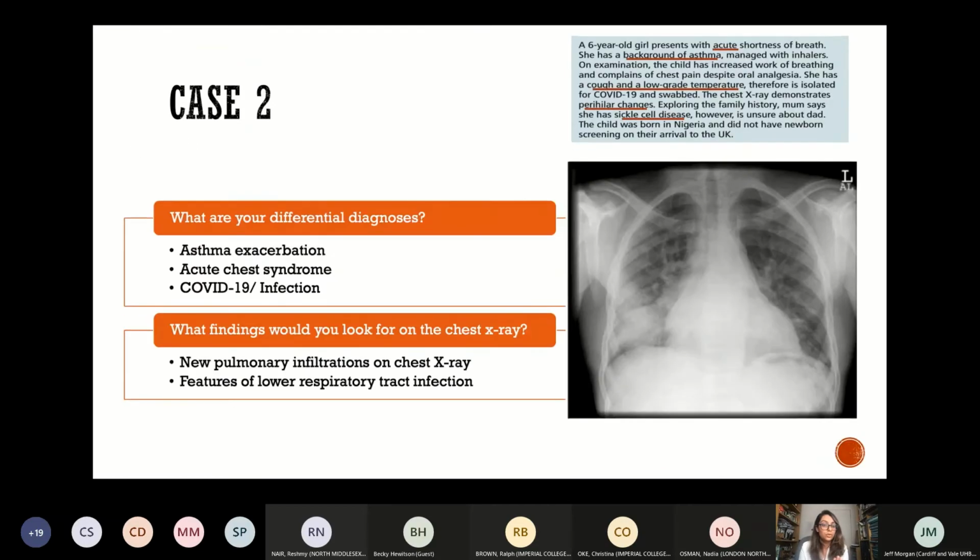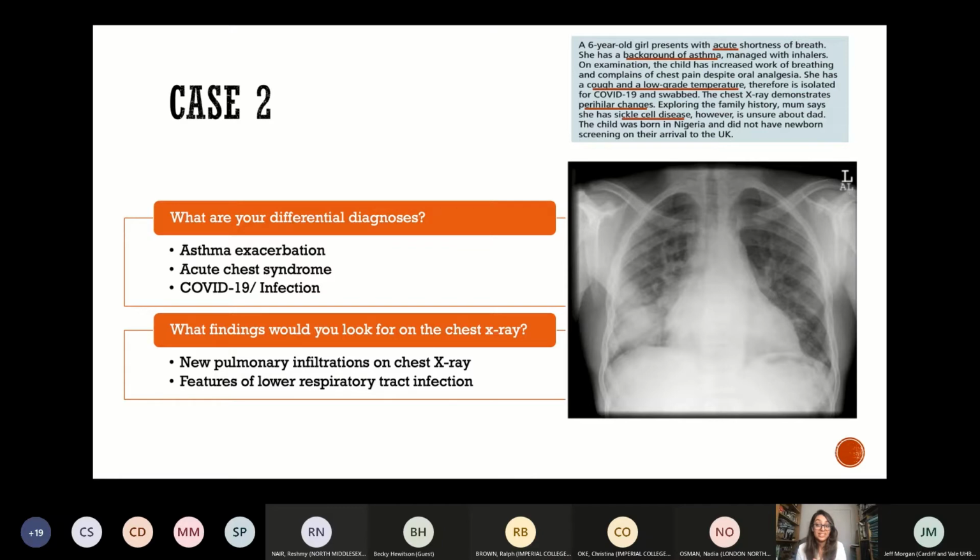So differentials, well, asthma exacerbation should be one of the main things that comes to mind here. As they've already said, COVID-19 or infection. But given that she has sickle cell disease, acute chest syndrome is another one that should be kept high up on your list. So when you're doing a chest x-ray, what sort of things are you looking for with acute chest syndrome? So any sort of new pulmonary infiltrations are key to look out for, and any features of lower respiratory tract infection as well.